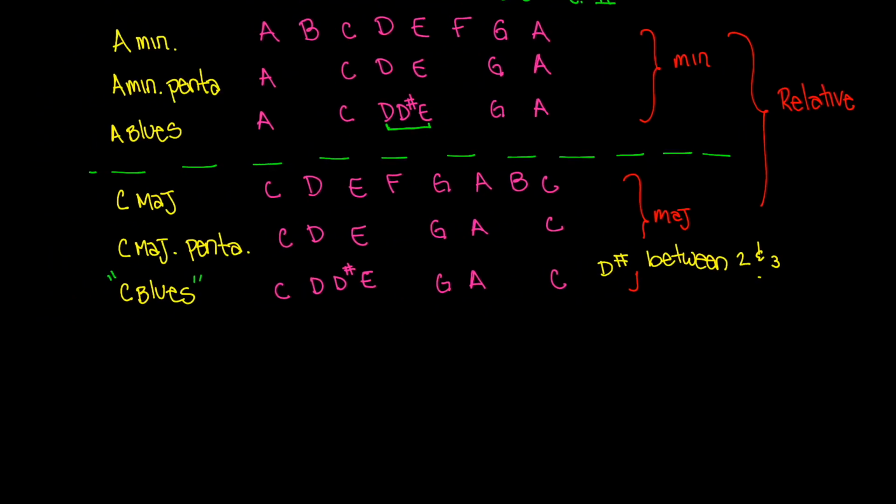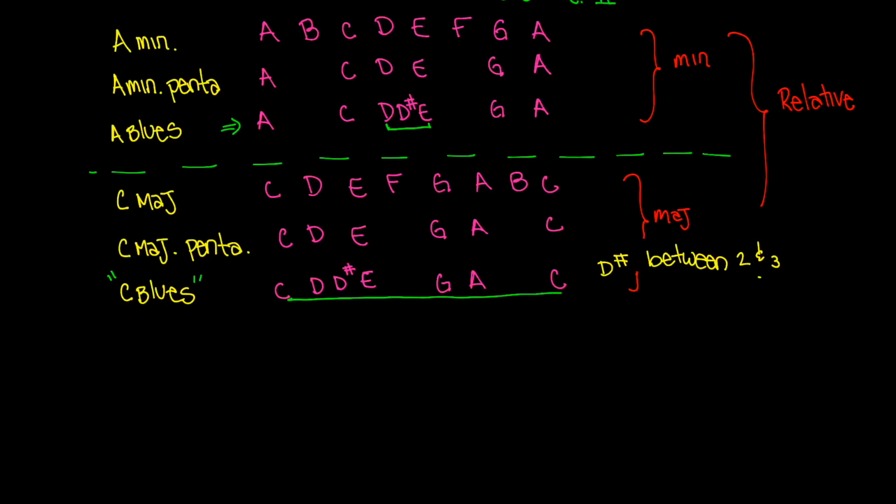And why are we saying that they're relative? Well, just look at the notes that are inside of them. The notes are exactly the same. If I look at these notes and the notes down here that I underlined, they're the same notes, okay? But we did that because we really wanted to find out that the D sharp, the blue note, so to speak, is going to be between degrees 2 and 3 for major. Now let's go ahead and discuss things in a more parallel kind of concept.